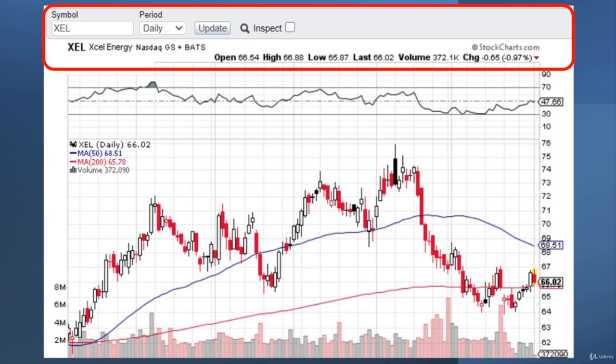And then the period: this is looking at daily prices. So when you look down at the chart, it's going to be daily, and you can see there's a little bit of information about Excel, what its open price was, what its high was, that kind of stuff. So that's the basics to get it started.